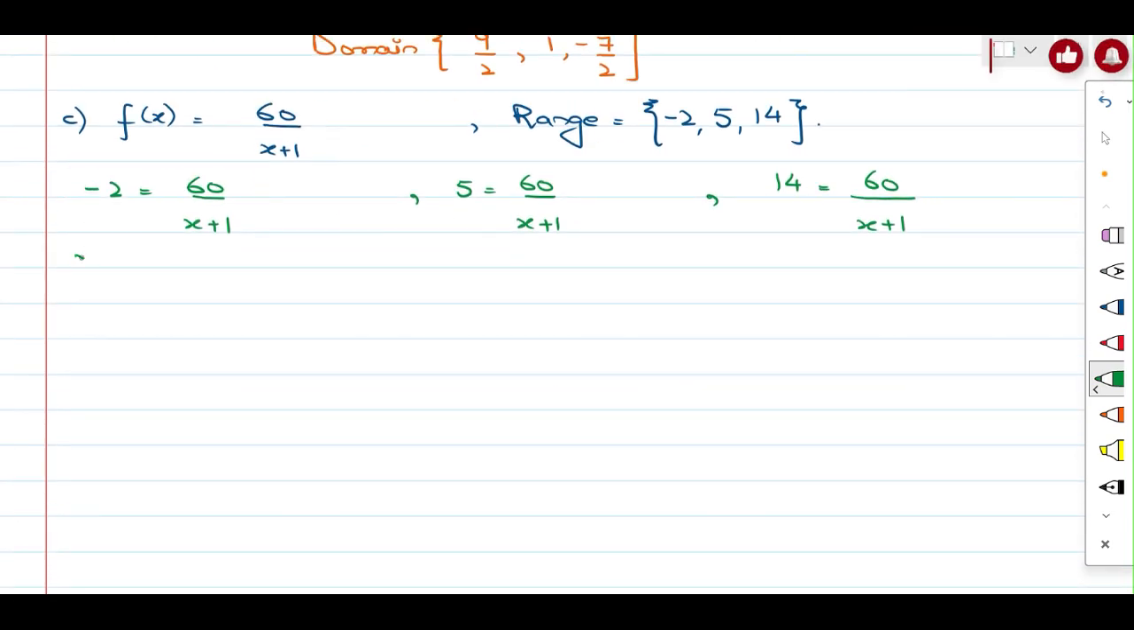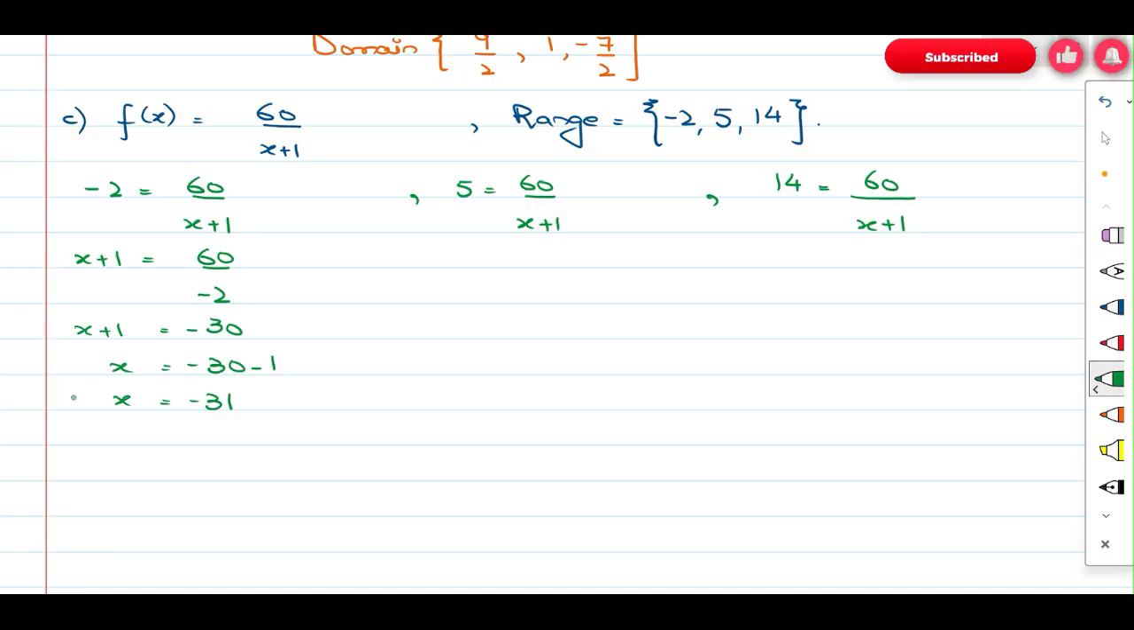Cross multiply, we need to shift x plus 1 over here and 60 over -2. Okay, you have x plus 1, and here you can say 2 times 3 is 6 and 0 and a minus sign. So x should be equal to -30 minus 1. So x is -31. This is the first domain when the range is -2. Again, switch the positions. x plus 1 would be equal to 60 over 5, and x plus 1 is 12, since 5 times 12 is 60, take away 1, so x is equal to 11.